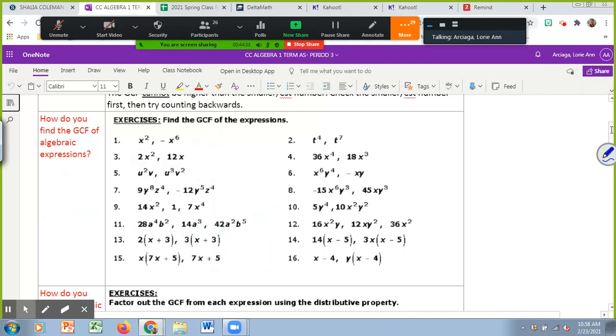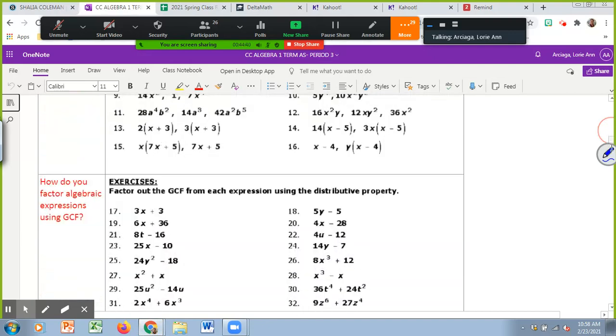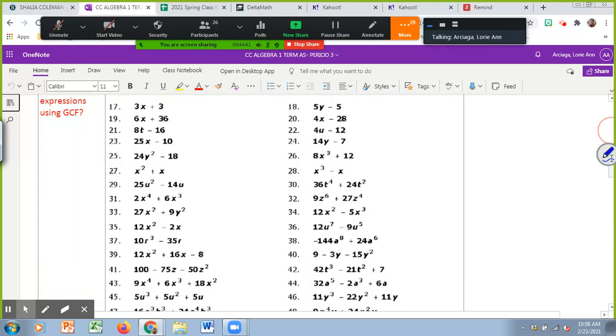Okay, if we didn't learn from that first set, we can try again. Let's try these. It just looks different, but it's the same procedure. So let's see, for example, number 18: 5y minus 5. It will just look different when you write down the answer. How? So first, let's find the GCF.